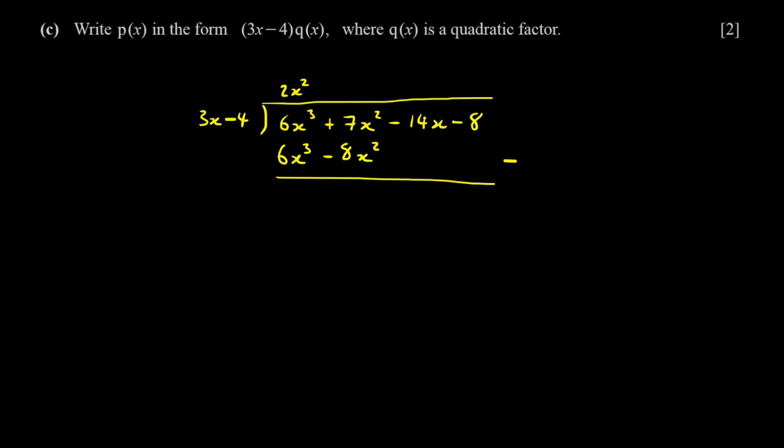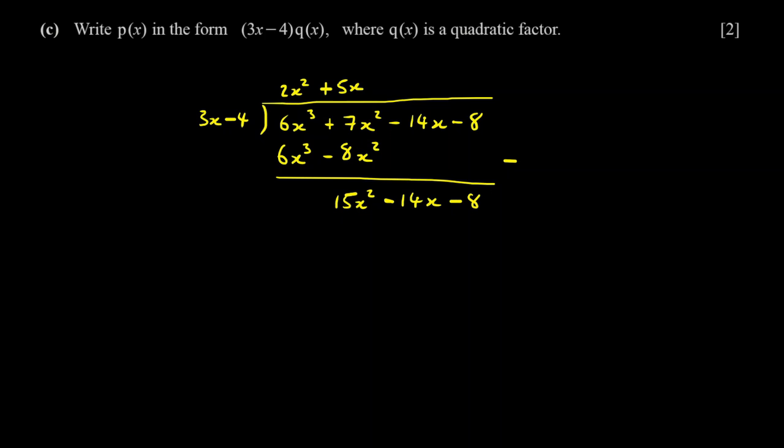Now, if we do that, 6x cubed minus 6x cubed is 0. And we're going to get 7x squared minus 8x squared. Well, minus is a plus, so that's going to be 15x squared minus 14x minus 8. Okay? This thing here, the 15x squared, is now our new leading term, so we divide that by 3x. 15x squared divided by 3x is 5x. We get here 5x like that.